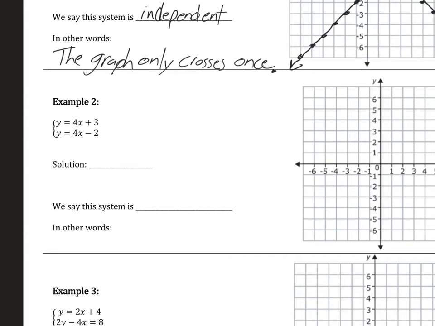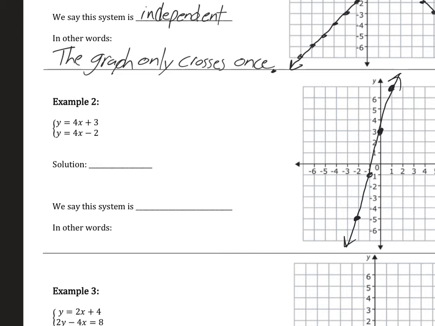Same thing again, we're going to graph this top line. So the top line, we're going up to 3. My slope is 4, so I'm going to go up 1, 2, 3, 4 to the right 1. To go the other side, I'm going to go down 1, 2, 3, 4 to the left 1. Okay, and we're going to keep that going. And then draw a line that goes through all of those dots. Okay, so we graphed that first line.